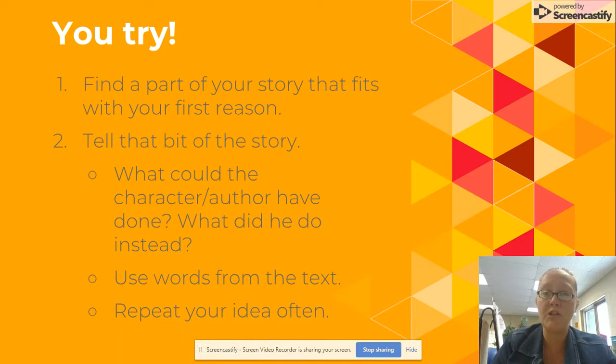I hope you have fun doing this and look for those really specific parts of the story. Tell them with all of the good writing skills and strategies that you know how to use.